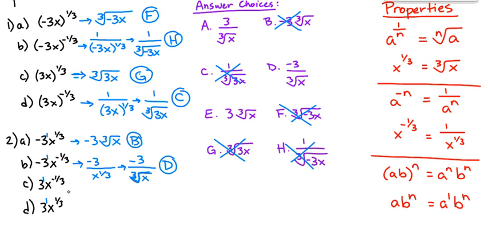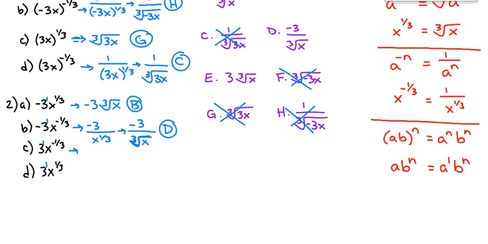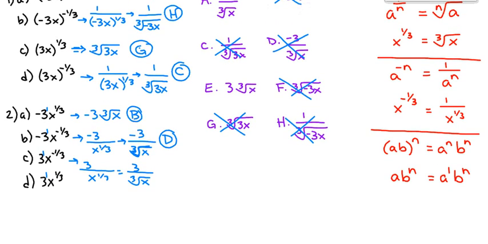And part C, we have 3 over x to the 1/3, or 3 over cube root x. And that is A. And part D, we have 3 times the cube root of x, and that is E. And there you have it.